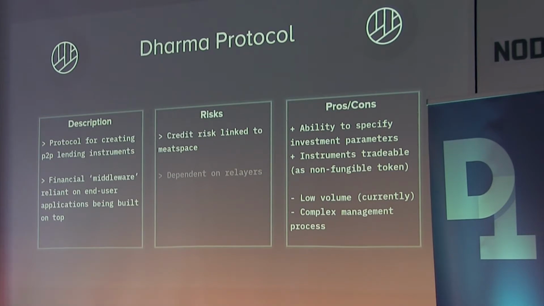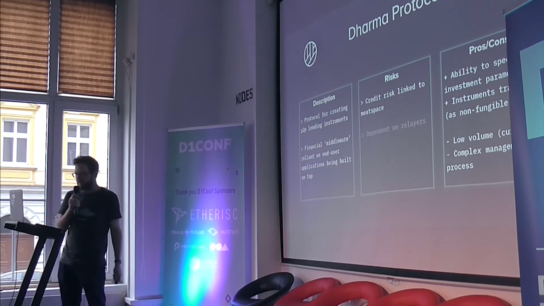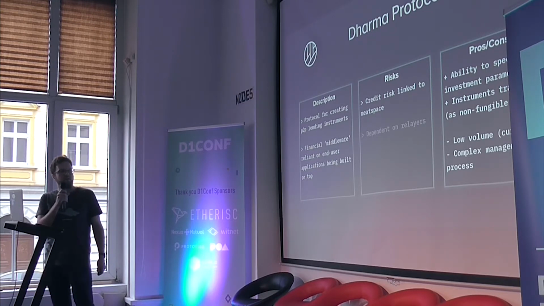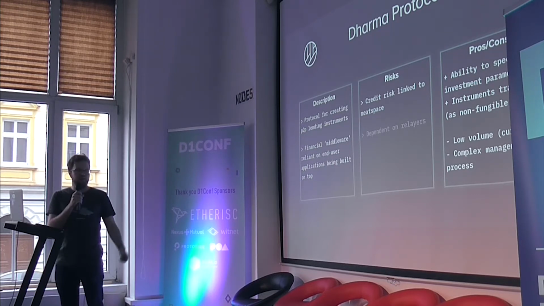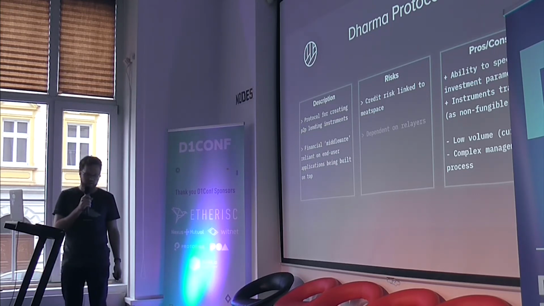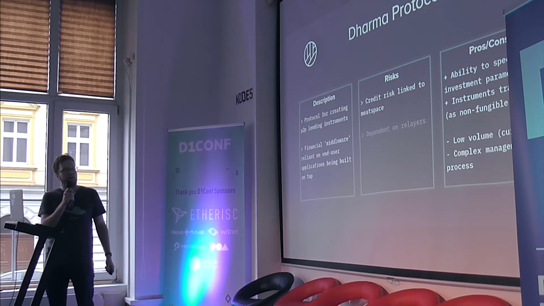They actually, over the last couple of days, announced something called Dharma Lever, which is an institutional solution where someone can just specify investment parameters and acquire the kind of loans that the institution would like. And these instruments are tradable, so they're non-fungible tokens representing your interest in the loan, which is great. Again, currently low volume and complex management process. So I think both Dharma and Compound, who I talked about earlier, suffer a bit from there being a lot of people who want to lend money, but not that many people who want to borrow money on-chain.